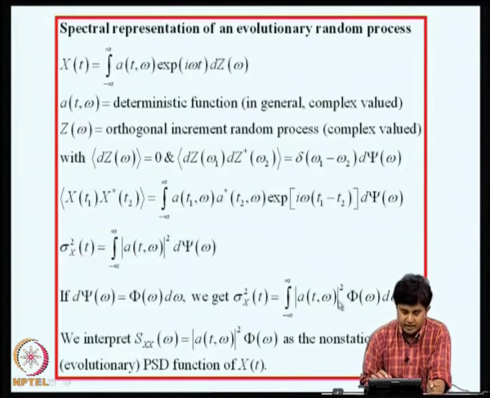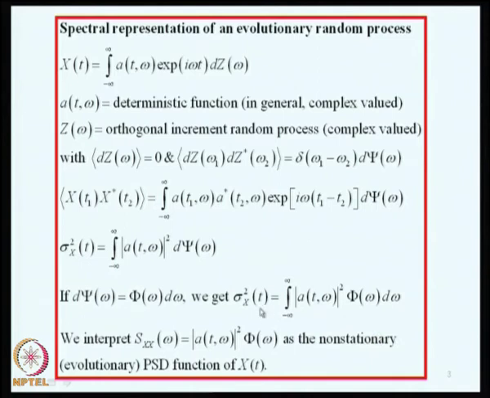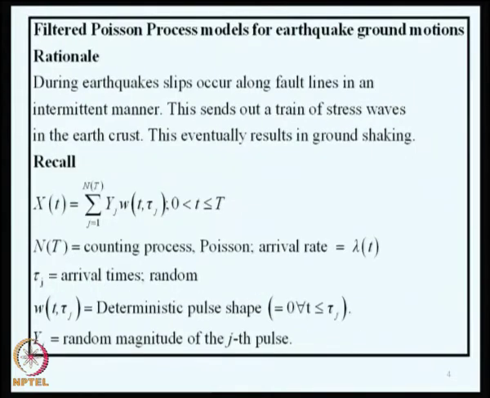Now, we know that area under power spectral density of a stationary random process is its variance. So, in analogy with that, we can now interpret the quantity modulus A(t, omega) whole square into phi(omega) as the non-stationary or the evolutionary power spectral density function of x(t). If A is independent of time or A equal to unity, then the definition coincides with the definition of a power spectral density function for a stationary random process.